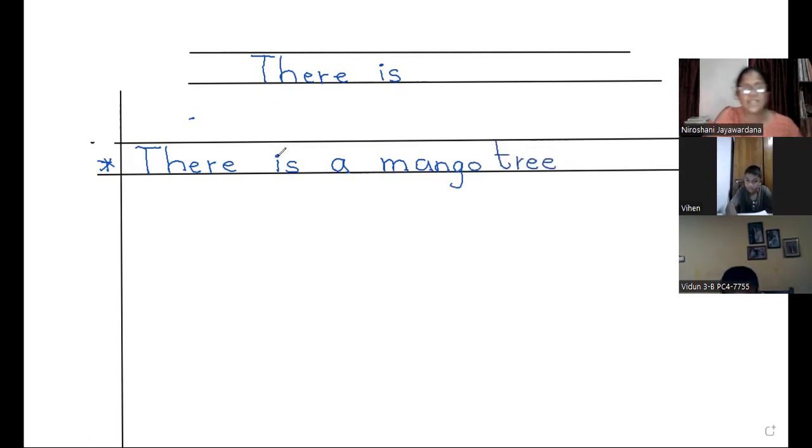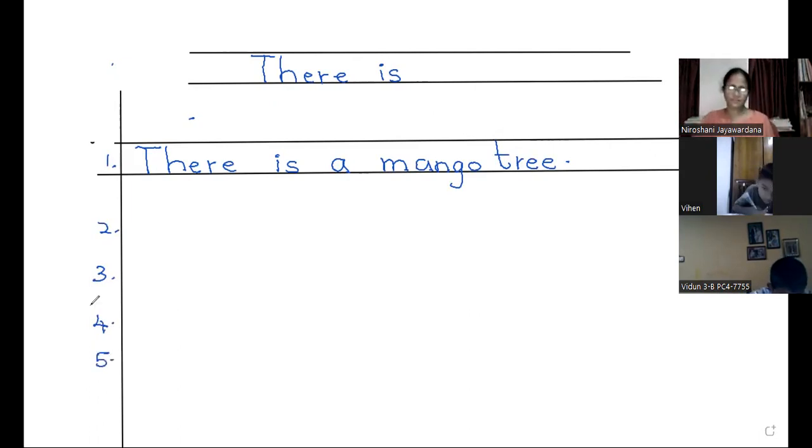Right, then by yourself, looking at the picture, write five sentences with there is. Now write three, otherwise there is a lot to write. Write three now and leave two for homework. Read after writing. So we'll write only 3 sentences. For homework, you want to write 2 more sentences.